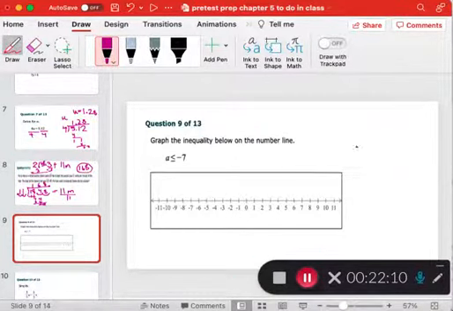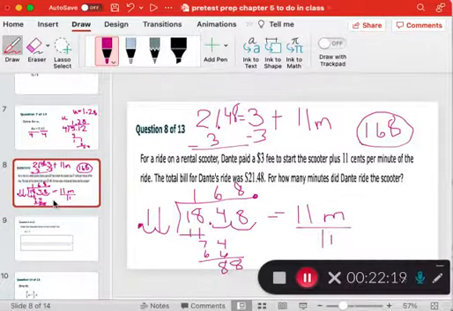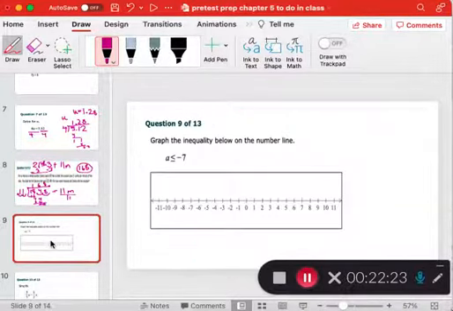All right. Graph the inequality. You will have this on your pretest. Wait, so what was the answer? It was about 168. Okay. Maybe we should go over that one more time.